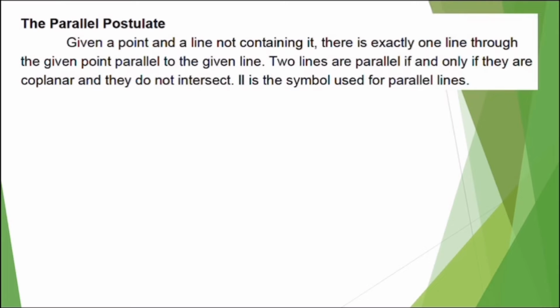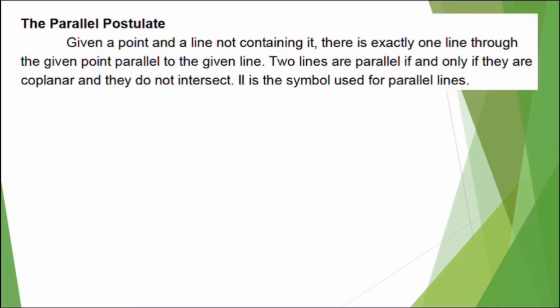Given a point and a line not containing it, there is exactly one line through the given point parallel to the given line. Two lines are parallel if and only if they are coplanar and they do not intersect. The symbol used for parallel lines looks like two capital letter I's.